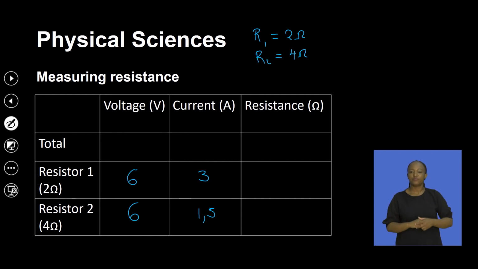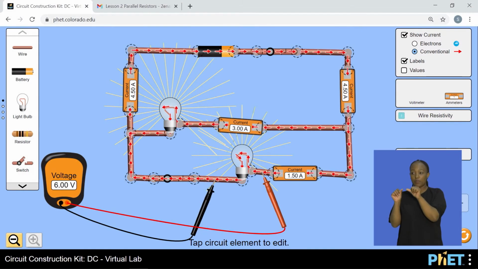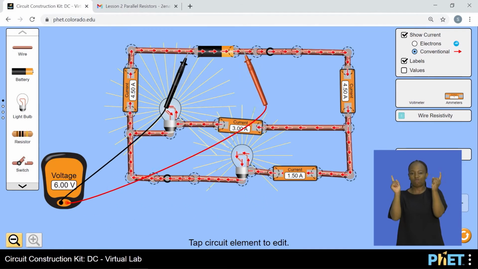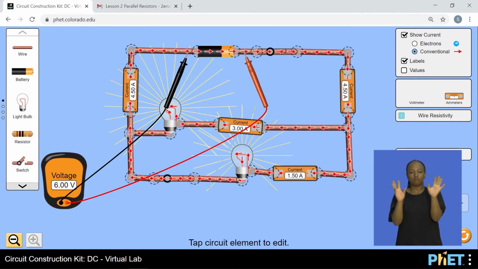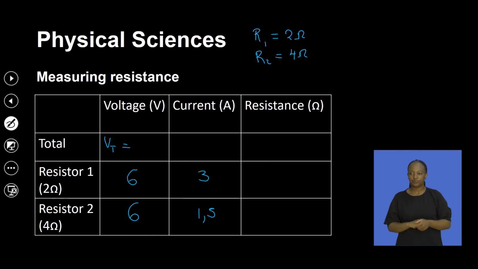Now, the voltage in the circuit, we can measure it in terms of the terminal potential difference. So this is V total. If we go back to our simulation, we can measure the terminal potential difference across the source, which is exactly 6 volts. So that's our 6 volts that we have there. There's a trend that we are picking up. V across R1 is 6, V across R2 is also 6 volts.